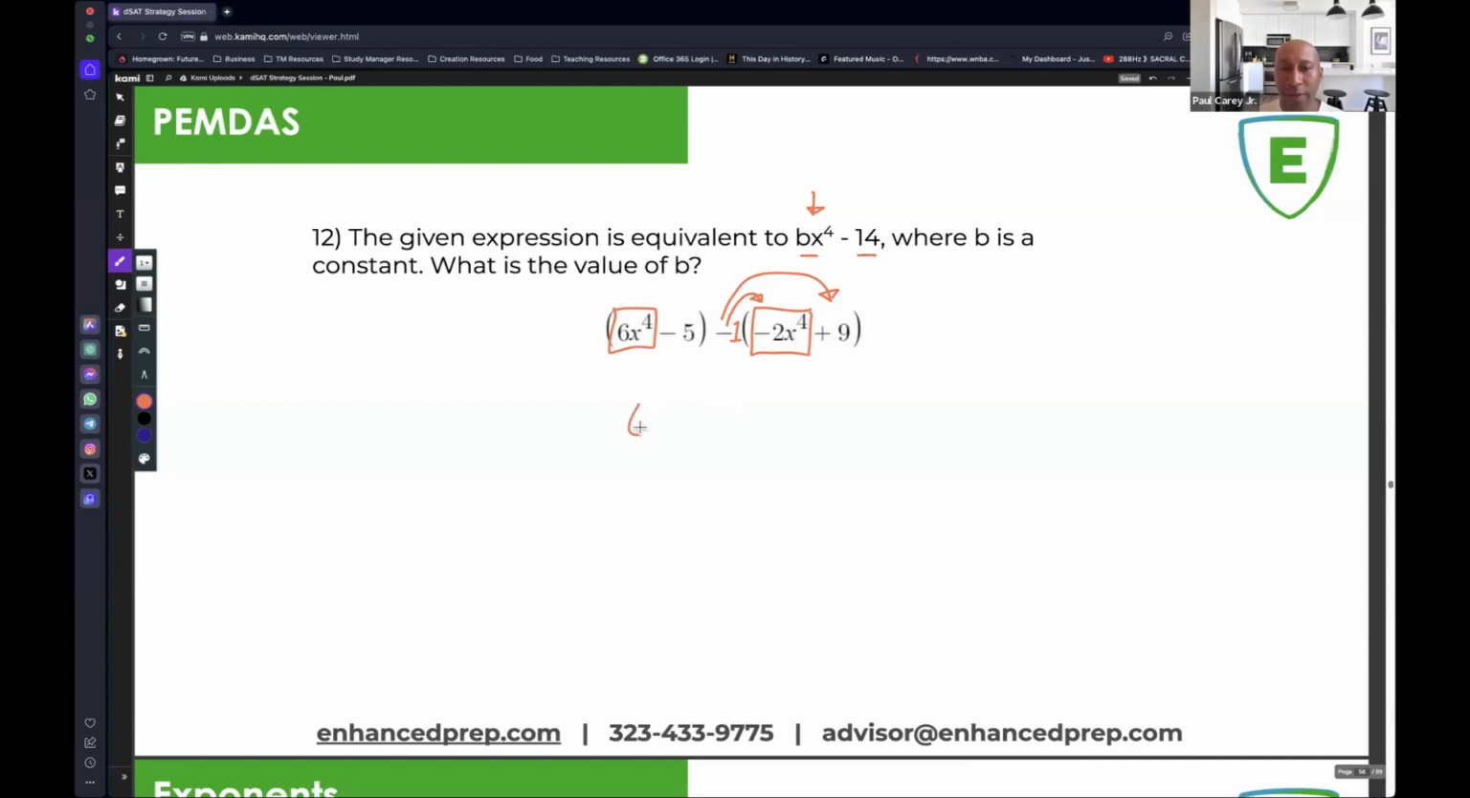So now we get 6x to the fourth plus, because a negative times a negative is going to give you a positive, plus 2x to the fourth. We combine like terms to get that this is going to be 8x to the fourth. And now we know that b, in this case, is going to be equal to 8, right? We didn't even have to worry about this portion because those are going to be our constant values where we have our 5 and our 9. So we know in that case that that's exactly what that's going to end up being. We're only really worried about the bx to the fourth portion.